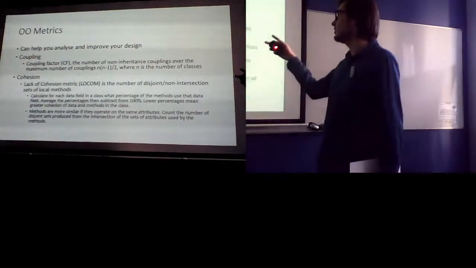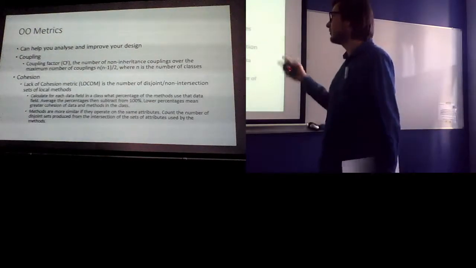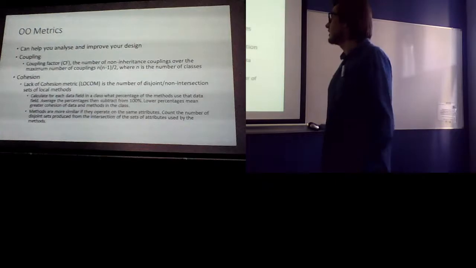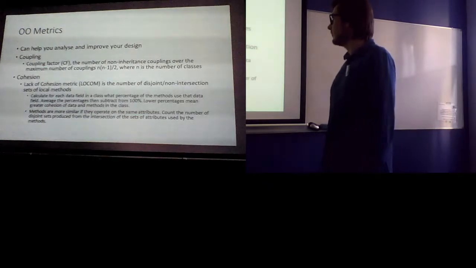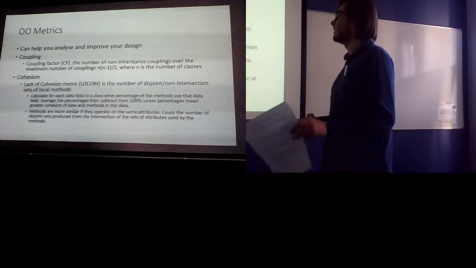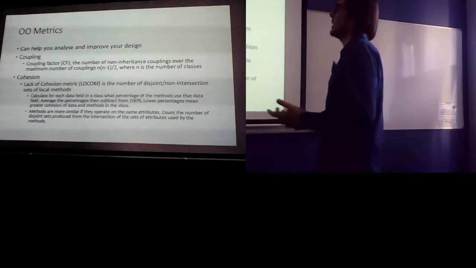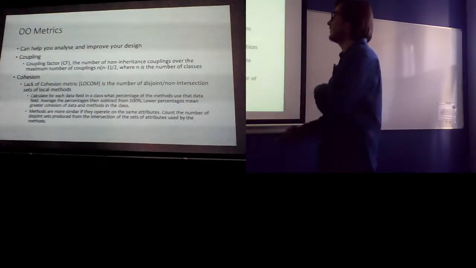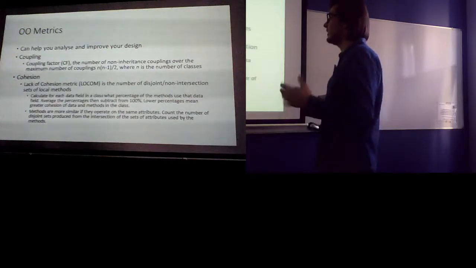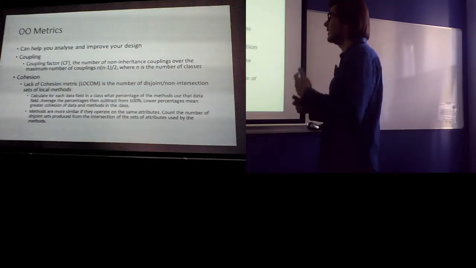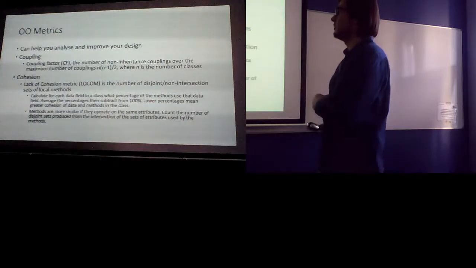The number of non-inheritance couplings over the number of couplings. So you can basically see how many couplings there are and the maximum number of couplings that are possible, and find the ratio of how many things are connected with how many things, out of the maximum number of possible combinations.